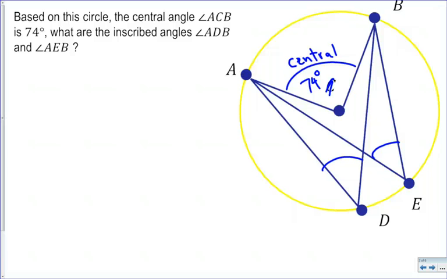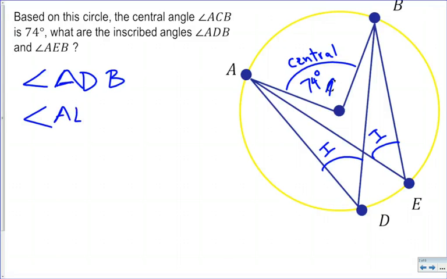Now, what it's asking for is what's this one and what's this one? We don't know what they are. But here's what we know. They share the same arc. This is an inscribed angle, and this is an inscribed angle. So let's just deal with this one. Let's give them names. What do you want to call this one? No, let's give it a good name. That's angle ADB. What's the other one called? Angle AEB. Right, that center letter matters.